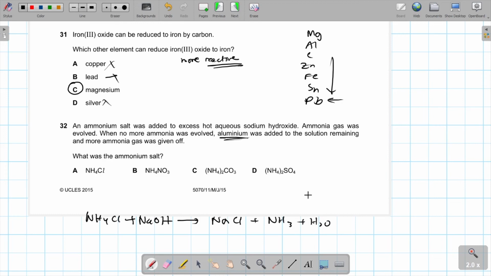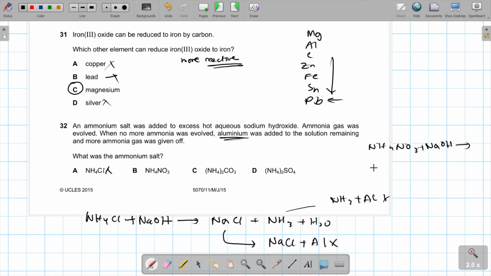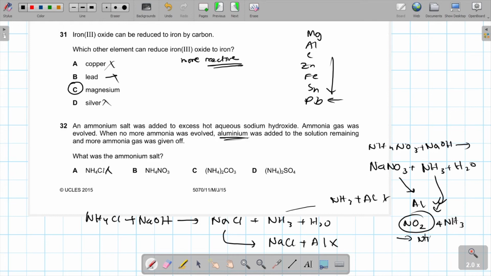Now if we add aluminum, what is going to react with aluminum? No reaction. In general, there is going to be no reaction, so this is not going to be an answer. Moving on to NH4NO3 plus NaOH, it is going to give me NaNO3 plus NH3 plus H2O. Will this react with aluminum? Yes, to produce nitrogen gas, which then reacts to form ammonia. So the answer for this is going to be B.